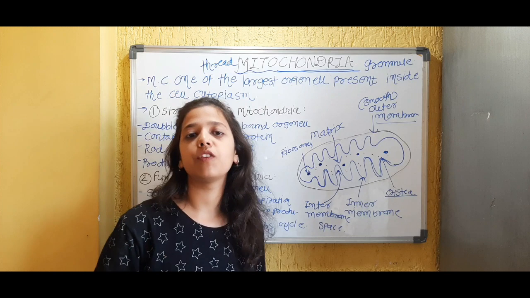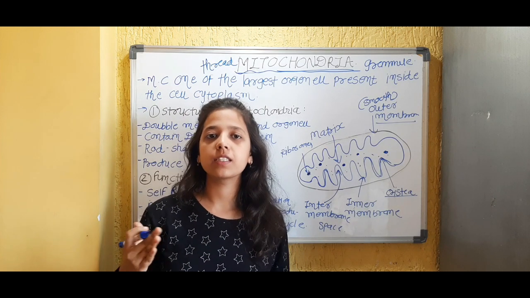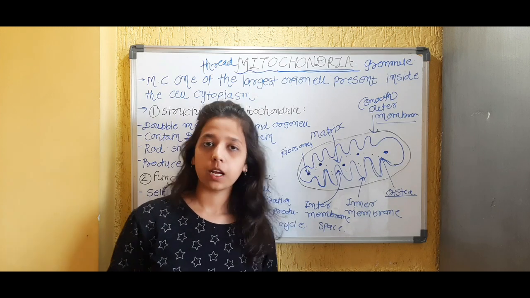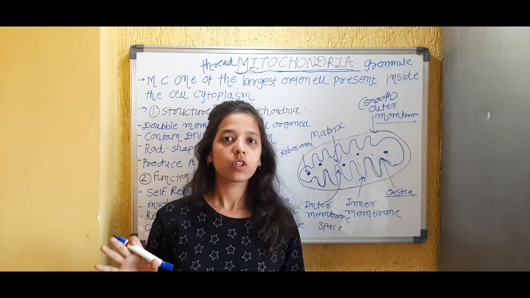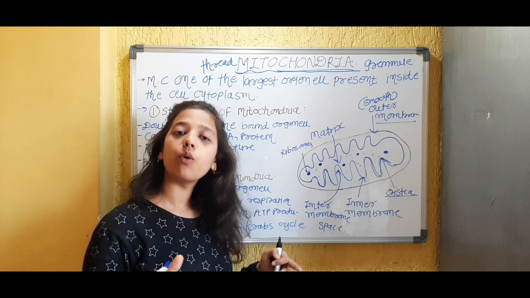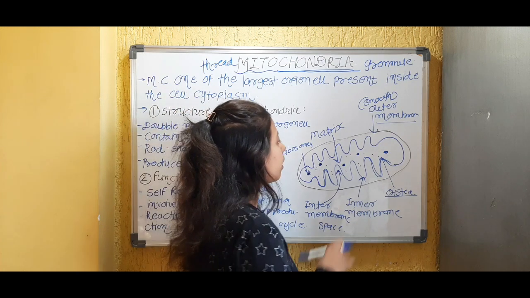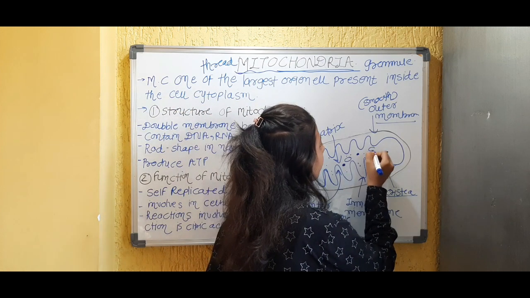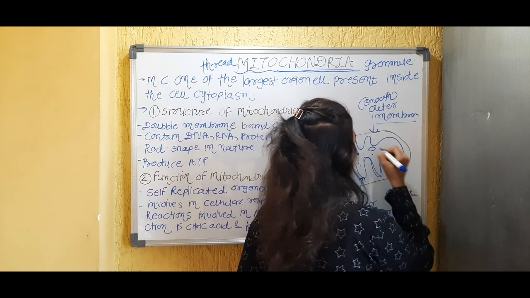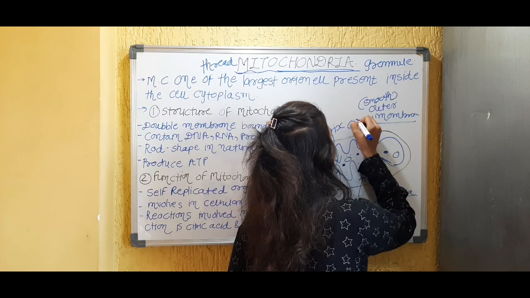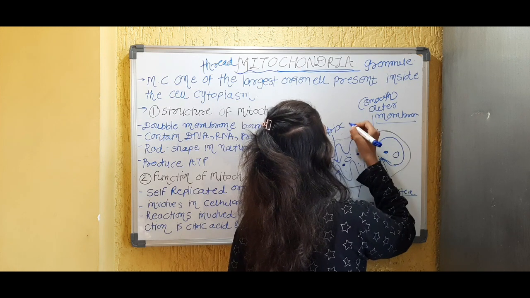Mitochondria have their own specific DNA. In any type of cell, DNA is present inside the nucleus, but mitochondria have their own specific circular DNA. So this is the mitochondrial circular DNA.